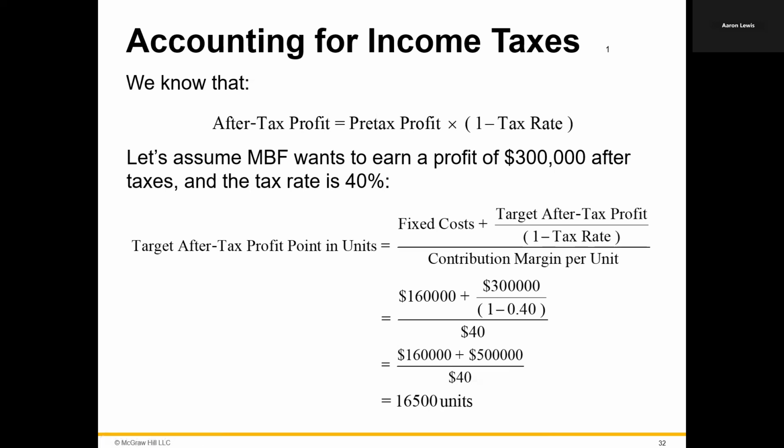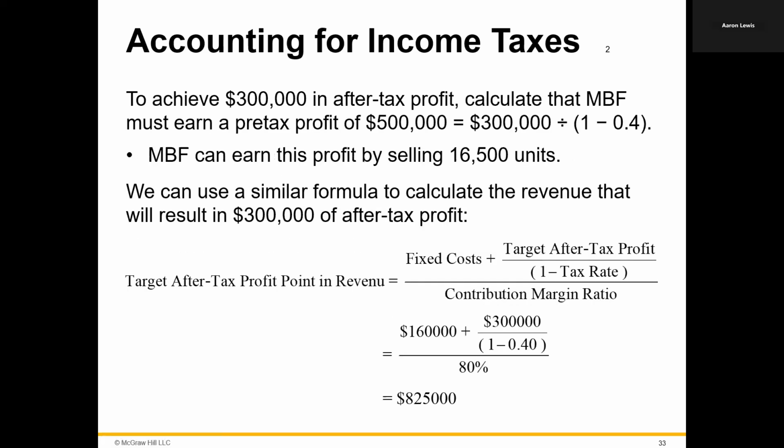And you can solve the formula as we did before. Add together your fixed costs and your target level of profitability, and then divide by your margin per unit, and it gives you your units. So if we want to have $300,000 not of pre-tax operating income, but of post-tax net income, we have to move more units. And that answer is 16,500 beds would have to be sold for this company to have $300,000 left over as bottom line profit after they paid all of their costs.